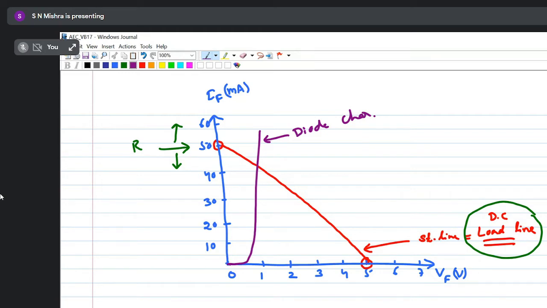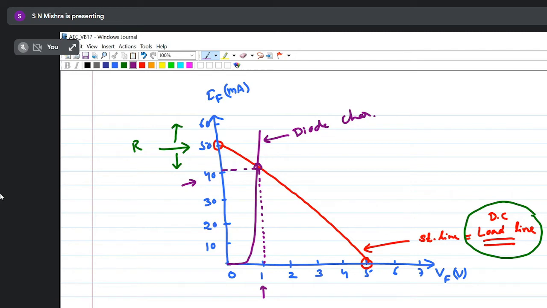Now at how many points are they crossing? The load line and diode characteristic are meeting at what point, or how many points of intersection do we get? One point. Now if I take this point somewhere here, see what the current and voltage values are. Tell me. At the intersection point, the current is nearly 40 milliampere and the voltage is 1 volt.